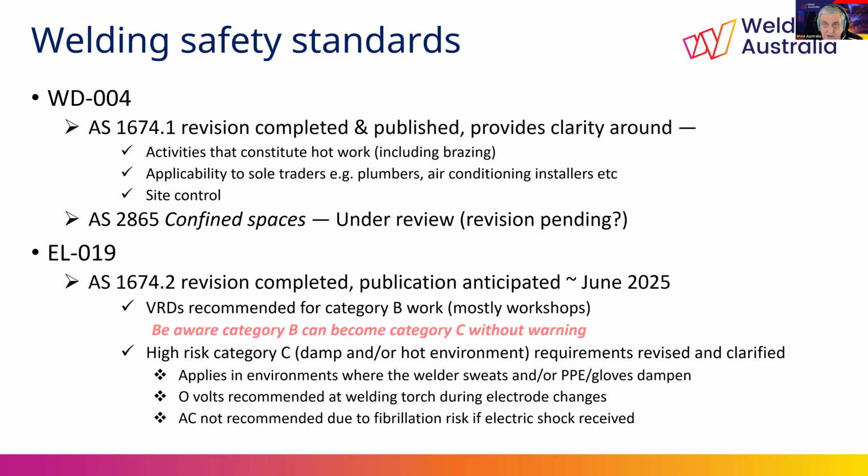Now, while speaking of welding safety, Part 2 of AS 1674 has also been revised, and publication of this standard is due around June this year. The main changes include clarification of the high-risk Category C environment and requiring 0 volts at the torch during electrode changes in Category C. This was necessary following multiple confirmed reports of welders receiving electric shocks when damp in Category C conditions whilst changing electrodes.